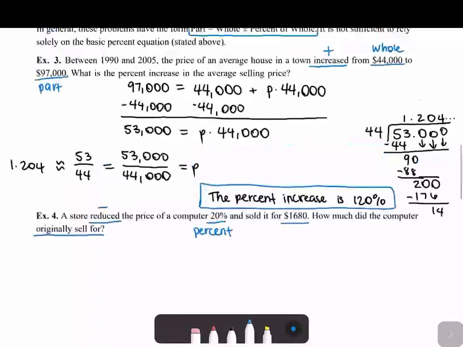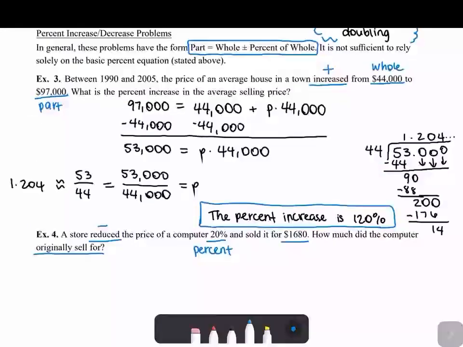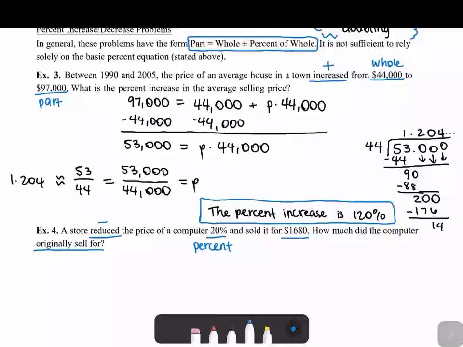And remember that when we did the first one, our whole was always our starting value and our part was always our ending value or current value, however you want to think of it. So the original is going to be the whole, and the new price is going to be the part.